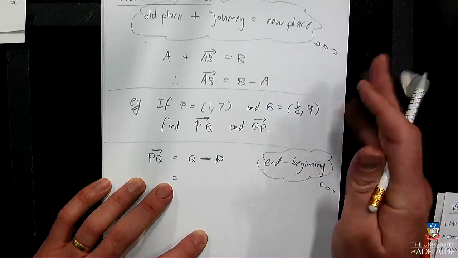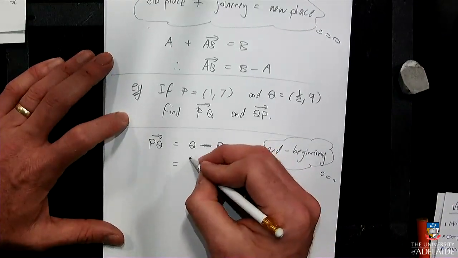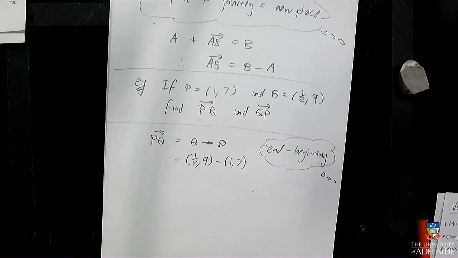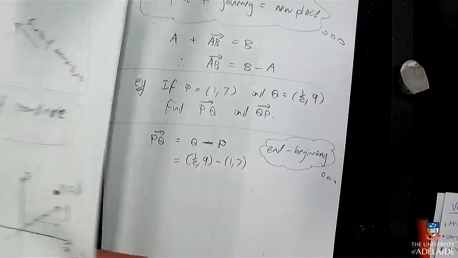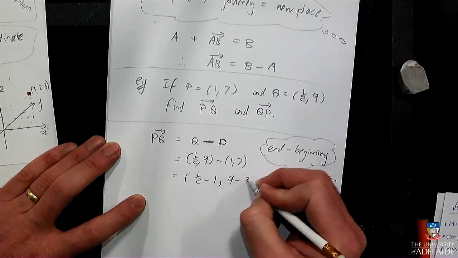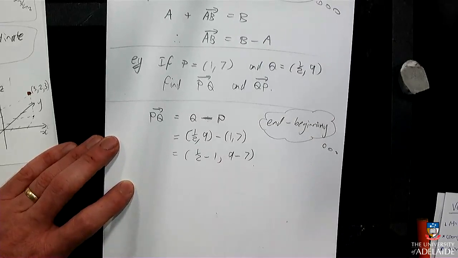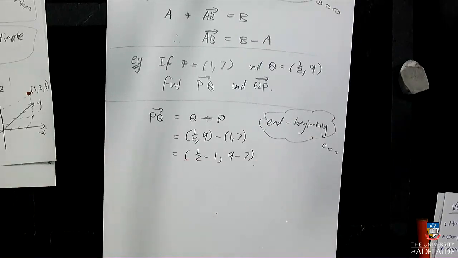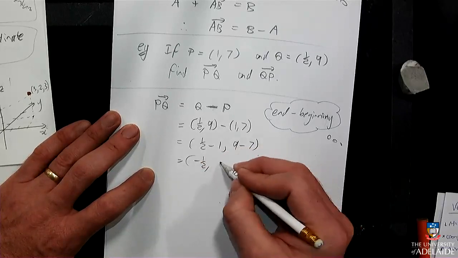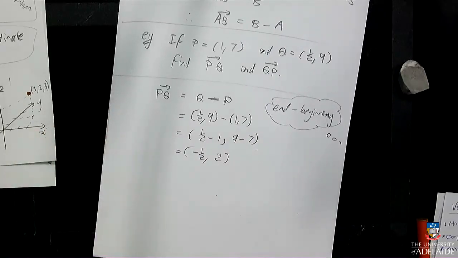Just so you know what I'm thinking, I'm not writing it down. Q is (1/2, 9), and P is (1, 7). When you subtract these, we already know from our diagram that you just subtract the x's and subtract the y's. So 1/2 minus 1 and 9 minus 7. The comma is separating these two. I need the brackets on the outside, or it's not a point, or in this case a vector, it's just a list of numbers. And 1/2 minus 1 is negative 1/2, and 9 minus 7 is 2. So that's what PQ is.